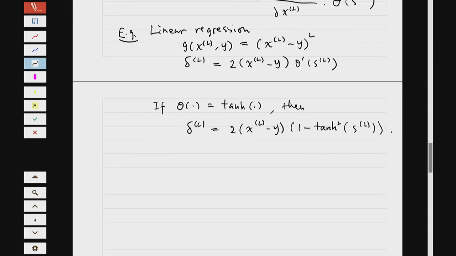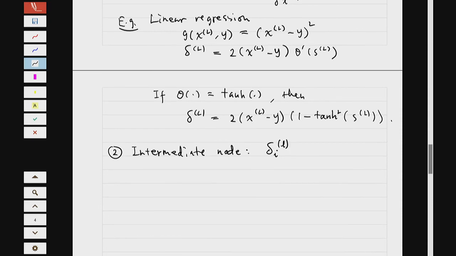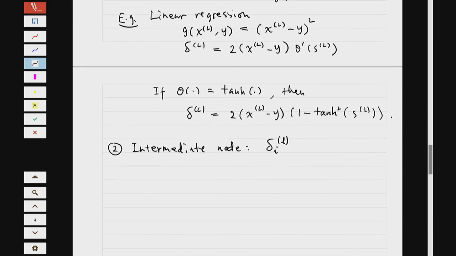Okay. Number 2. So for the intermediate node now. So we want to calculate delta I of L. Okay, now what is delta I of L? It is the sensitivity of the error function to the L-th layer's input.